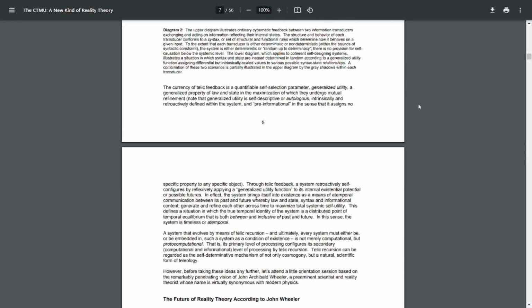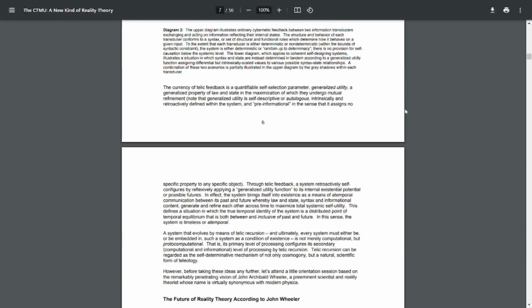Okay. The currency of telic feedback is a quantifiable self-selection parameter, generalized utility. Okay. A generalized property of law and state in the maximization of which they undergo mutual refinement. Note that generalized utility is self-descriptive and autologous, intrinsically and retroactively defined within the system, and pre-informational in the sense that it assigns no specific property to any specific object. Okay.